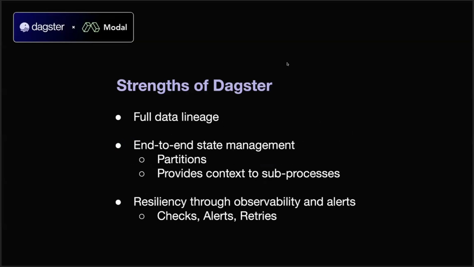So say you have an asset that needs to materialize each day and you have it daily partitioned and you have a pipeline that you want to run daily, you can pass in that partition context to those individual assets. And when you're running something like Modal, you can pass in that context to the subprocess. And we'll be showing you how to do that using Dagster Pipes later on. And then also through Dagster, you get more resiliency and observability of your assets. So we have checks and alerts and retries, and you can really build robust pipelines.